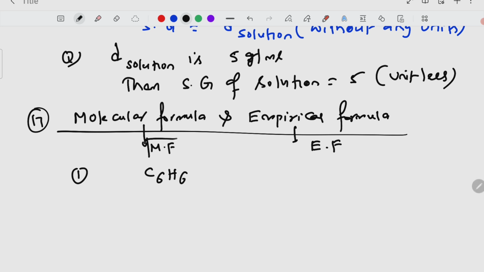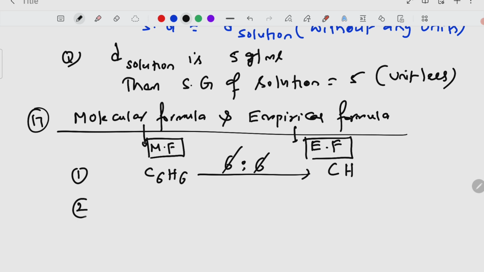whereas empirical formula gives the simplified version. For example, 6:6, if we simplify it, here you will get 1:1. So here empirical formula of benzene is CH. I am taking another example, C2H4, we know it is ethene. So 2:4, if we simplify it, here you will get CH2. That is the empirical formula.